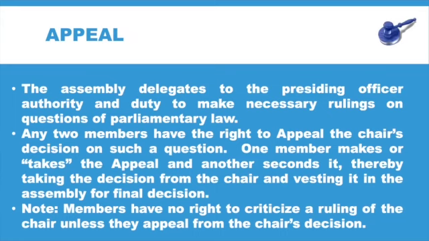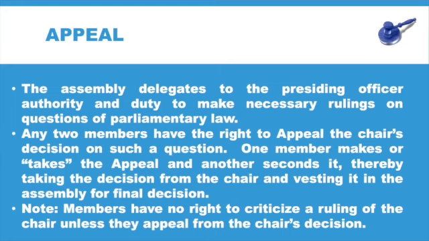Now, the presiding officer is making sure the meeting gets from A to B. Decisions are being made. The assembly delegates to the presiding officer authority and duty to make necessary rulings on questions of parliamentary law. Any two members have the right to appeal the chair's decision on such a question. One member makes or takes the appeal, another seconds it, thereby taking the decision from the chair and vesting it in the assembly for the final decision.